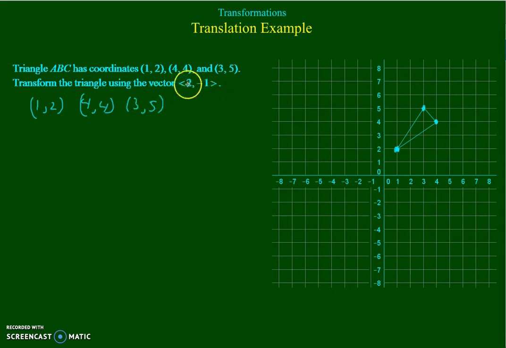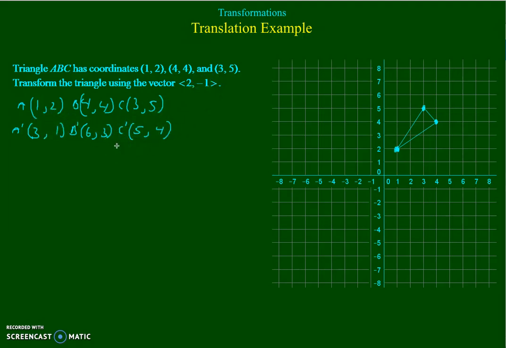We're going to go 2 units in the positive x direction, so this 1 goes to 3. 1 plus 2 is 3, and 2 minus 1 is 1. And so if this is A, this is A prime. If this is B, B prime. 4 plus 2 is 6. 4 minus 1 is 3. And if this is C, this would be C prime. 3 plus 2 is 5. 5 minus 1 is 4. These are our new points.